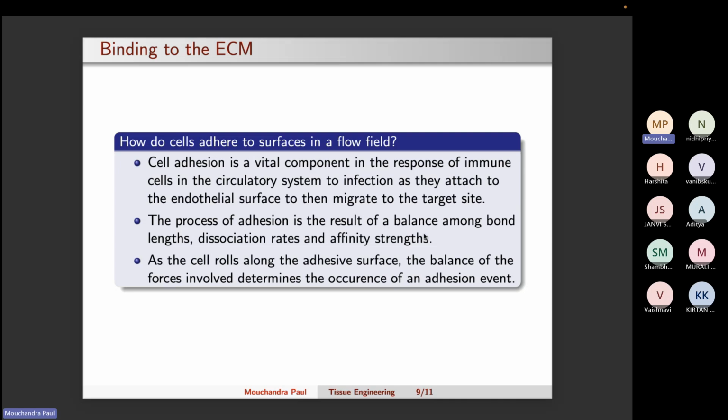As the cell rolls along the adhesive surface, there is a balance of the forces governing the cell receptor affinity, the cell receptor dissociation constant, and the bond length of the bond that is formed between the cell and the ECM. There should be a balance between these forces, and only then will adhesion occur in this kind of flowing liquid condition.